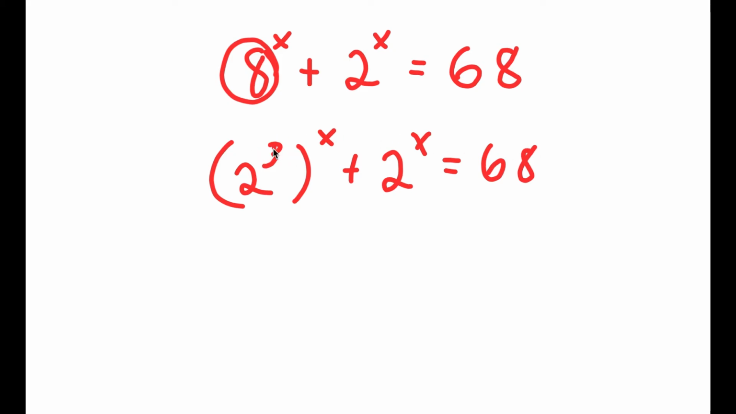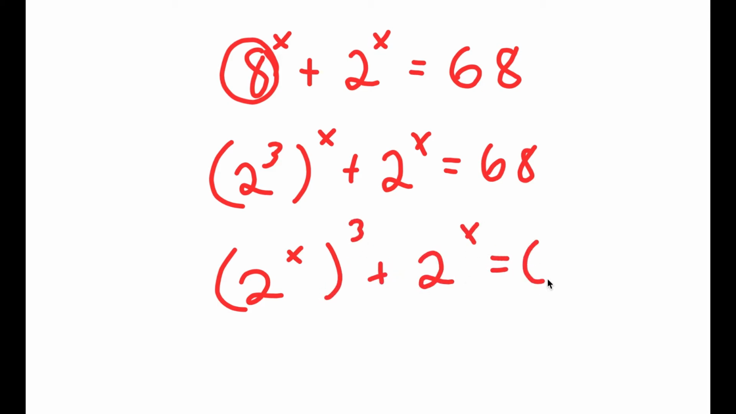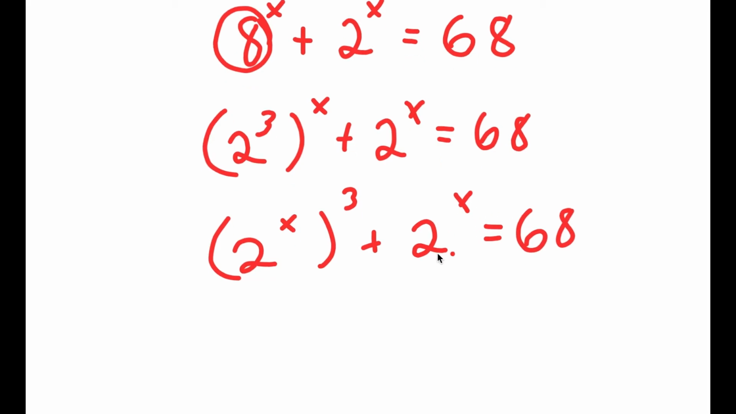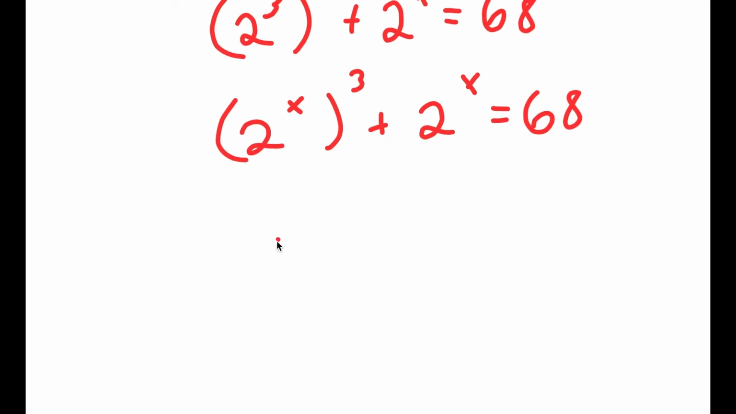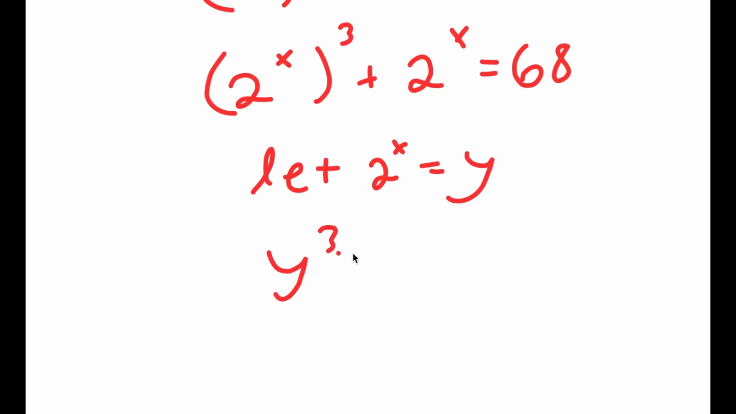And I can actually switch the places of the 3 and the x. So this is the same thing as 2 to the power of x to the power of 3 plus 2 to the power of x is equal to 68. Now, I'm going to let 2 to the power of x equal to the variable y. So now I have y to the power of 3 plus y is equal to 68.